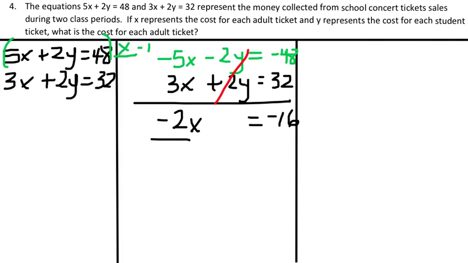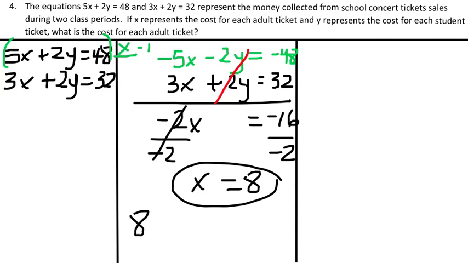Now when I divide by negative 2, I'm going to have 1x, because negative 2 divided by negative 2 is 1, but I'm not going to write that down. I'll just write x equals 8. And since that is all we're interested in, I don't need to solve. I can stop right here and say 8 adult tickets. And that's it.